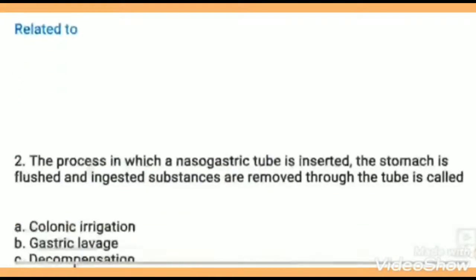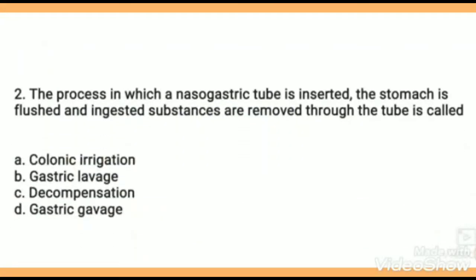Next question. The process in which a nasogastric tube is inserted, the stomach is flushed and ingested substances are removed through the tube is called colonic irrigation, gastric lavage, decompensation or gastric gavage.